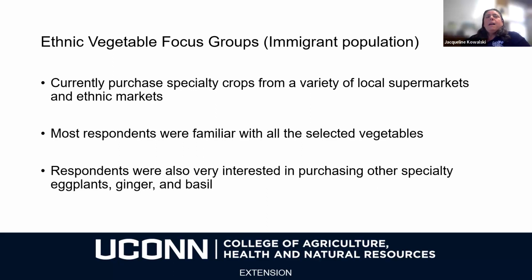Okay, just slow. And then in the immigrant population, they were currently already purchasing from local supermarkets and ethnic markets. Most of the respondents were already familiar with the selected vegetables that we were looking at, but they were also interested in purchasing other specialty crops, especially eggplant, ginger, and basil. So it gave us an idea of a future work that could be approached to again create more opportunities for the farmers.